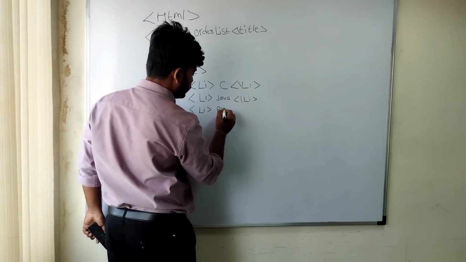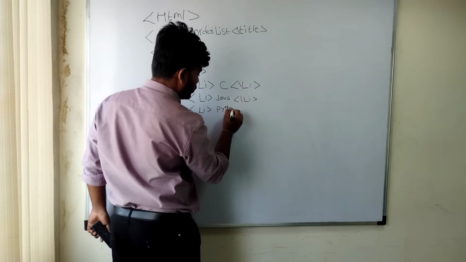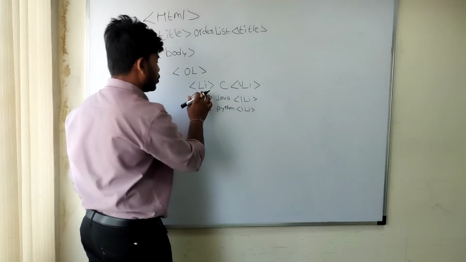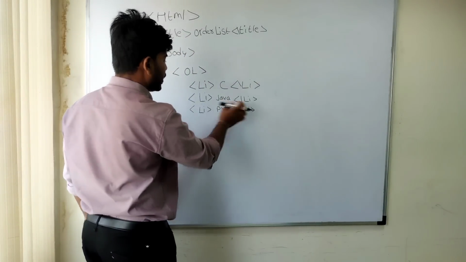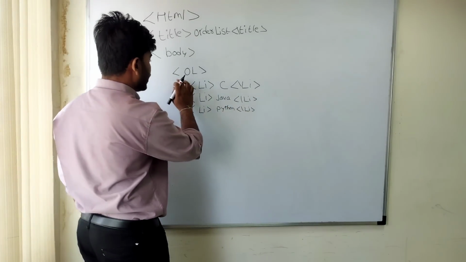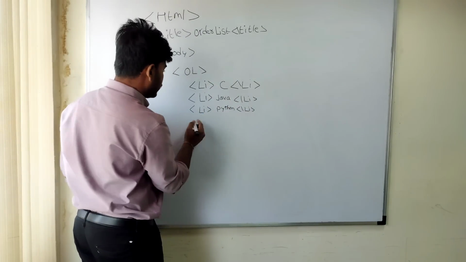Example Python. This must be an open tag and an end tag. Open tag, end tag. This must be list items. Here I open, so I want to close it.